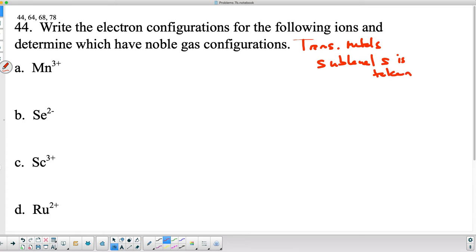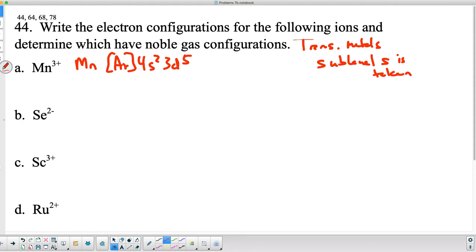Well, let me write out the ground state. If I'm just talking about manganese, manganese is number 25. I'm going to do the abbreviated, condensed version. That would be argon, 4s2, 3d5. That's without the charge, just manganese.